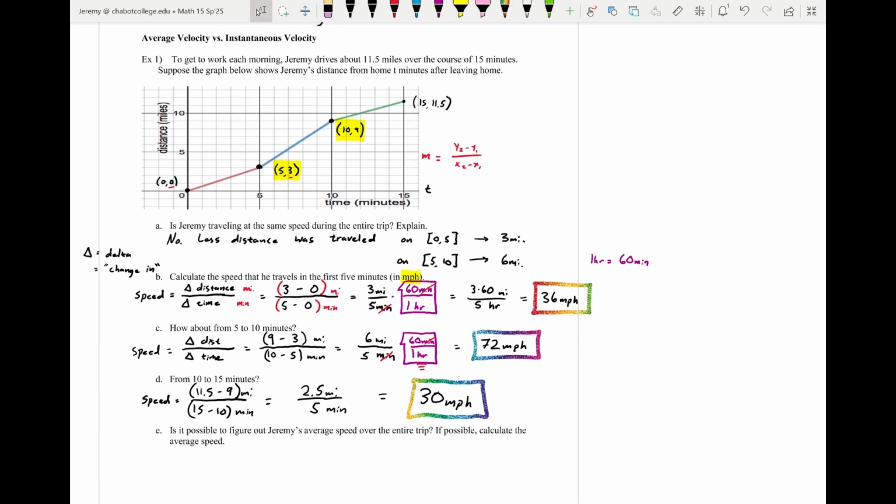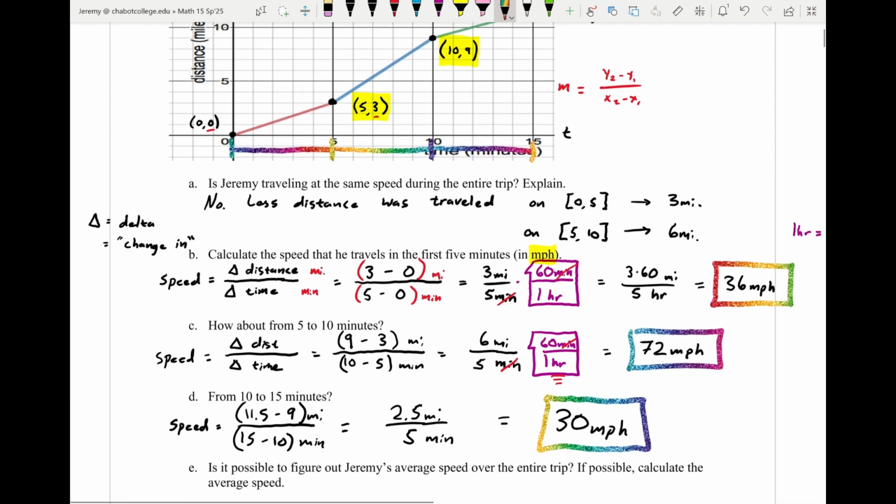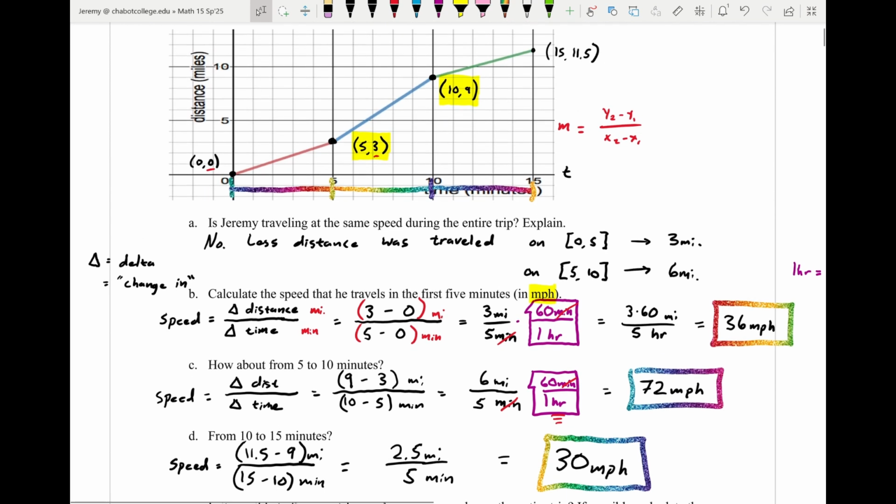Okay, so it seems like, in this car ride to get to work, maybe in this first 5 minutes, this is like driving through town, trying to get to the freeway. And then the second 5 minutes, 5 to 10 minutes into the trip, this is like we're on the freeway going 72 miles per hour. And then we get off the freeway and we're coming down Hesperian or something, going 30 miles per hour until we get to work.